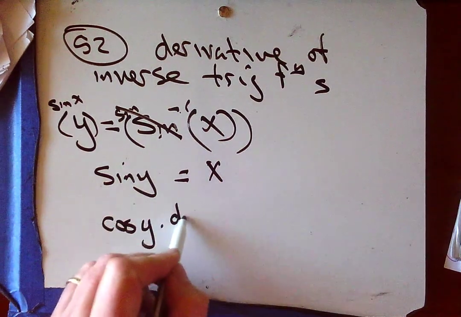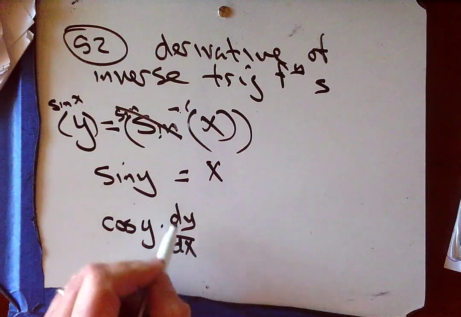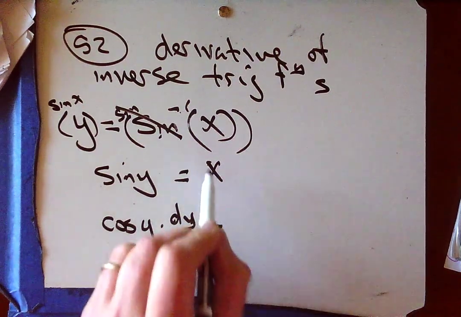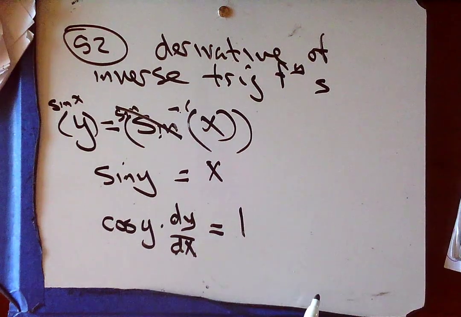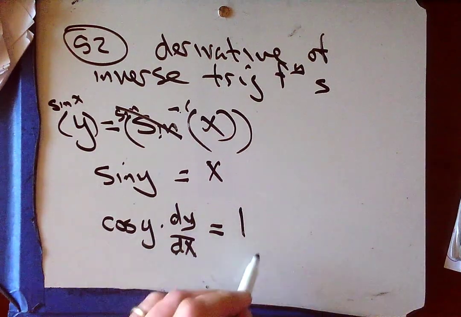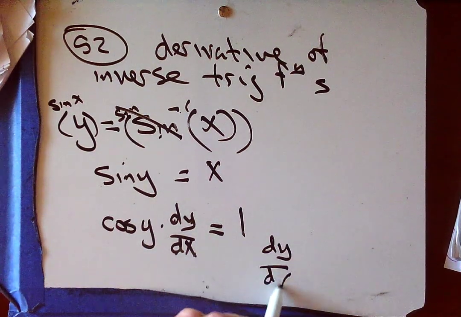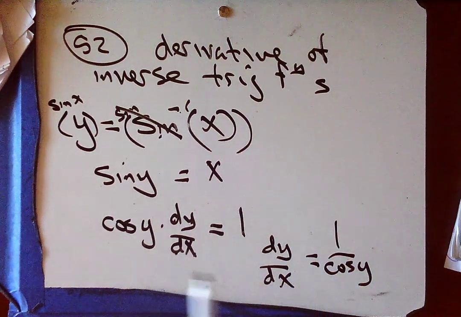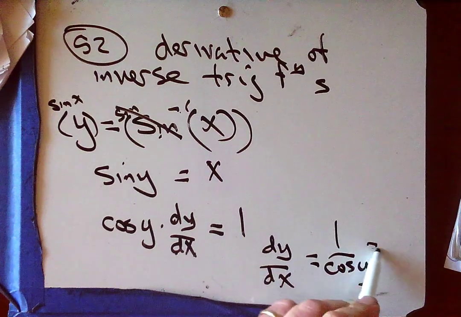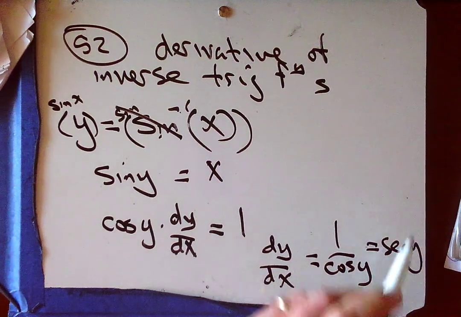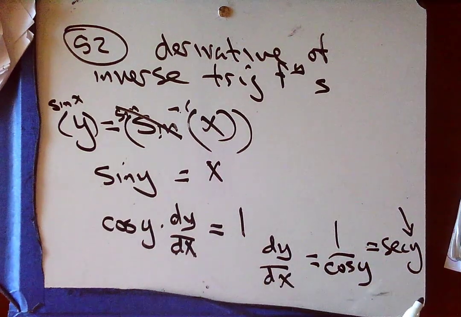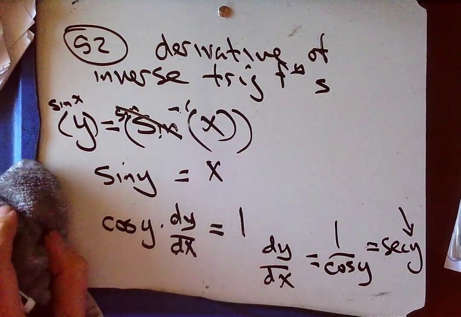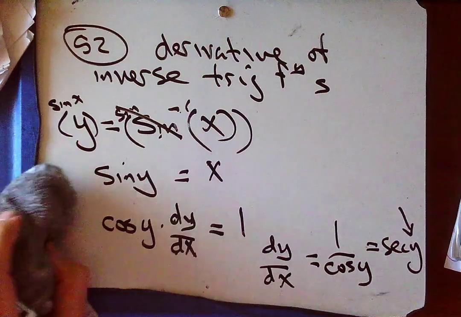Don't forget to take the derivative of that inside y, derivative of the inside with respect to x. On this side, the derivative is just 1. So I end up then with dy dx equals 1 over cosine y. And yes, you could turn this into secant y. But here's a problem. That's a y. I don't really want my inverse trig function to be in terms of y.